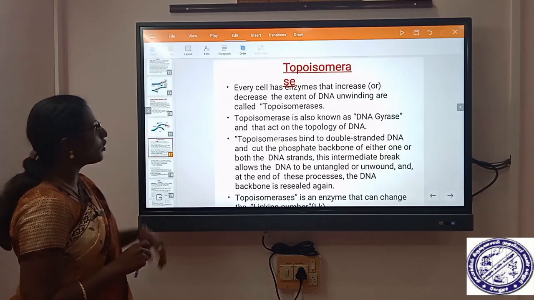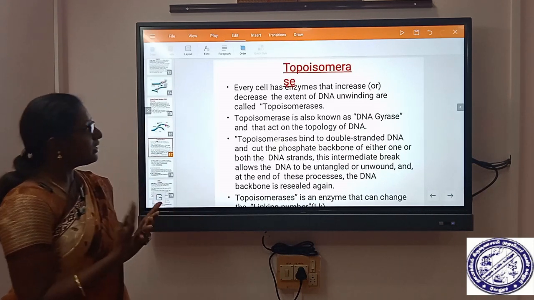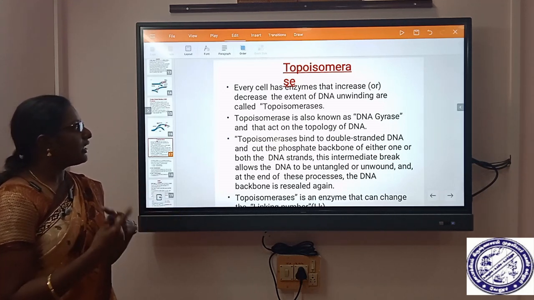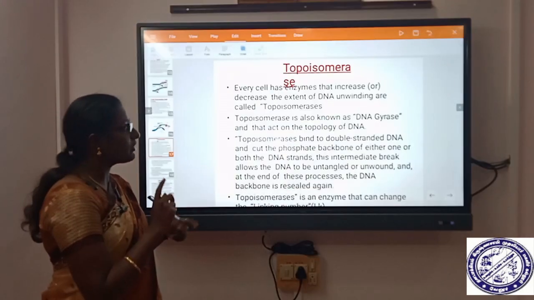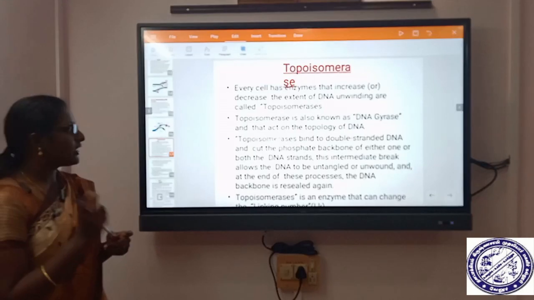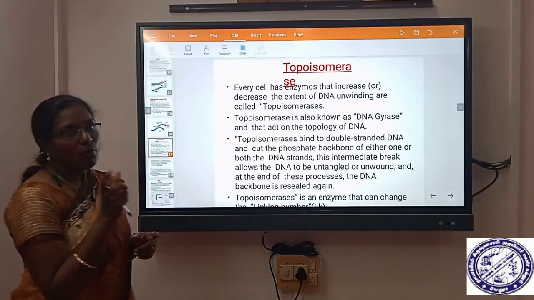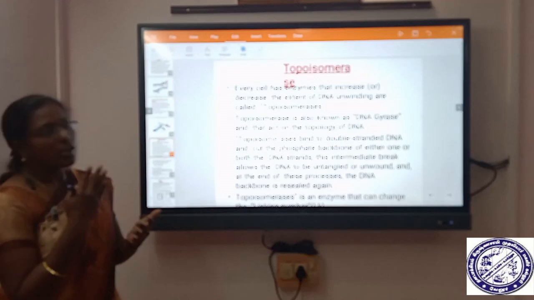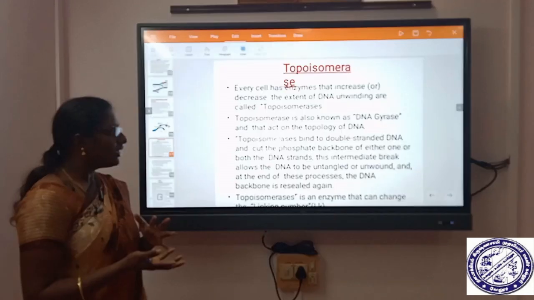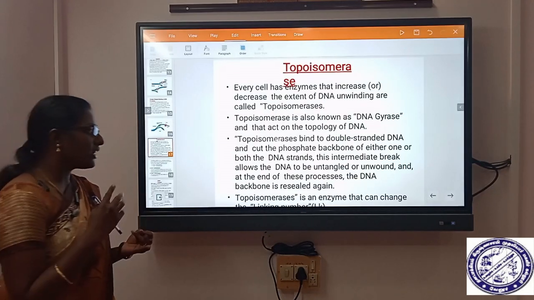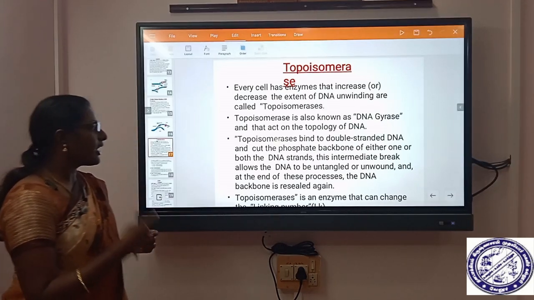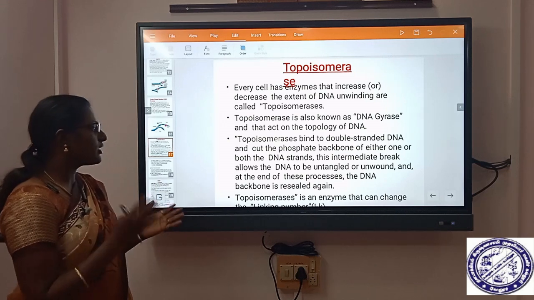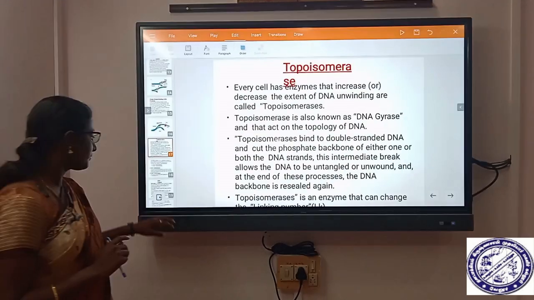And next going to see topoisomerase. Every cell has enzymes that increase or decrease the winding of the strand, that is unwinding, in topoisomerase. Topoisomerase is also called DNA gyrase. It acts on the topology of DNA. It binds the double strand and cuts the phosphate backbone of either one or both of the DNA strands. In this intermediate the break allows the DNA to be untangled and unbundled. So this should be at the end of the process.